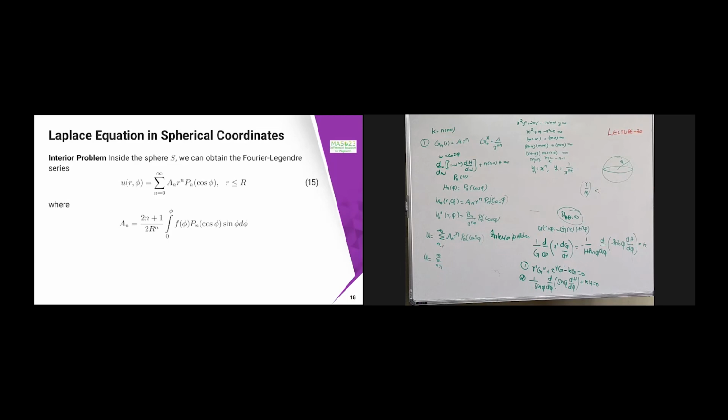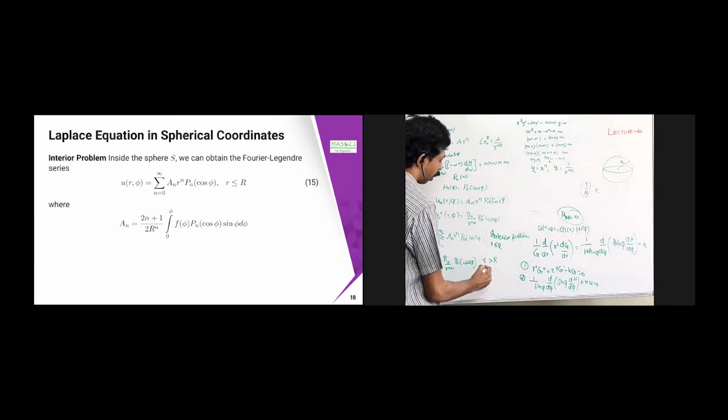So for r less than or equal to R, you are going to use a_n r power n P_n cos phi. And for r greater than R, you are going to use the other one, B_n by r power n plus 1, P_n into cos phi. This is going to be for the exterior problem, that is r greater than R. So this is called the exterior problem.